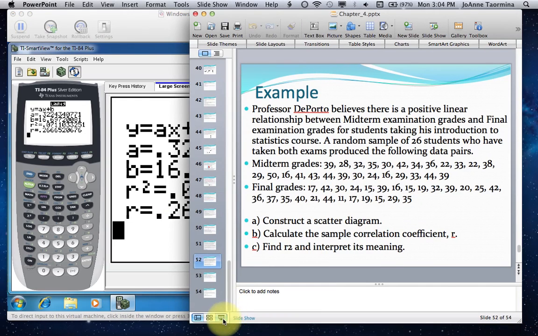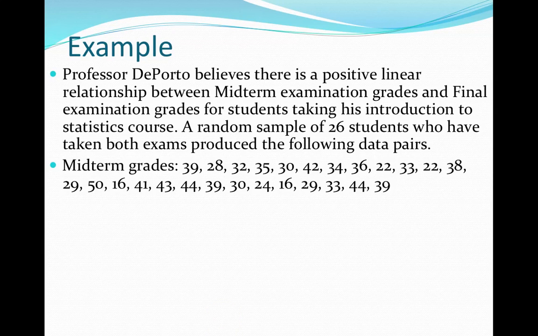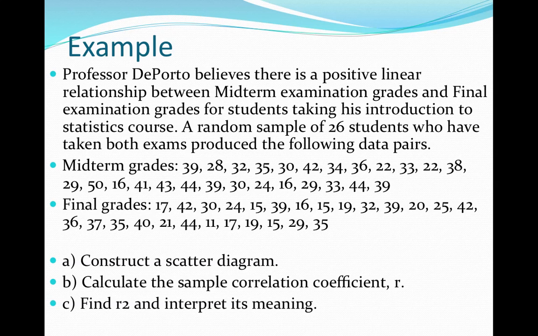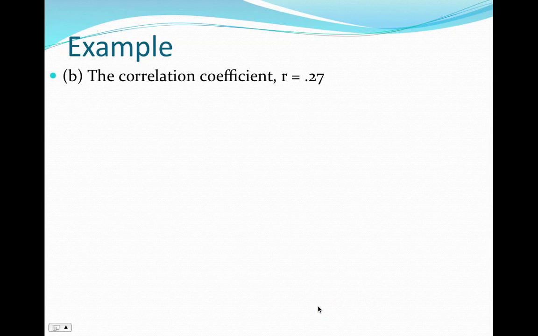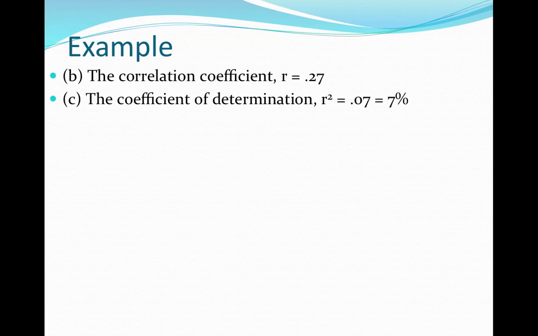Going back to the PowerPoint. We're going to calculate the sample correlation coefficient R, which is what we just did. We're going to find R squared and interpret its meaning. So the correlation coefficient came out to be 0.27. The coefficient of determination, we can simply look at the R squared line on the calculator, and it was 0.07, which is 7%.